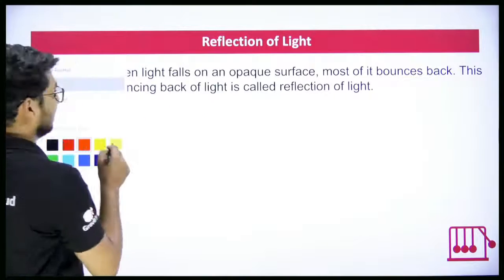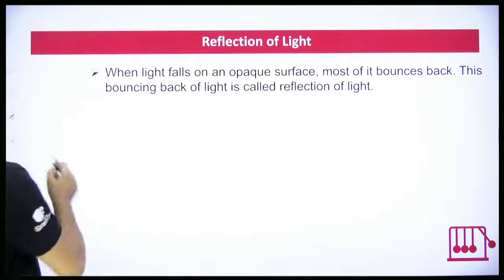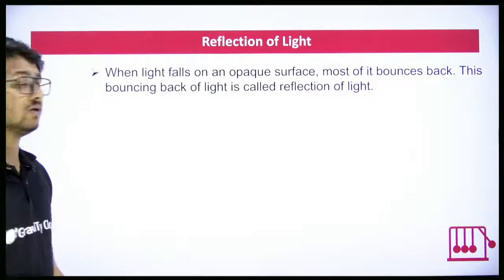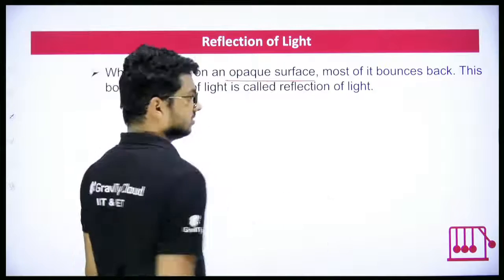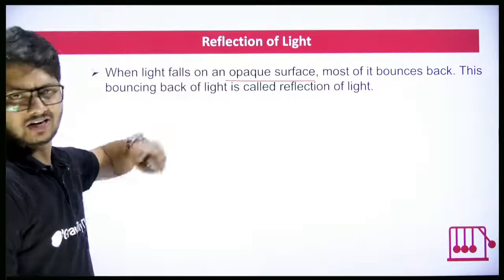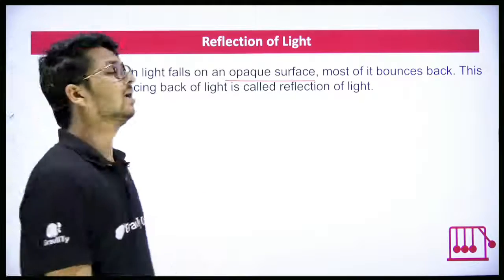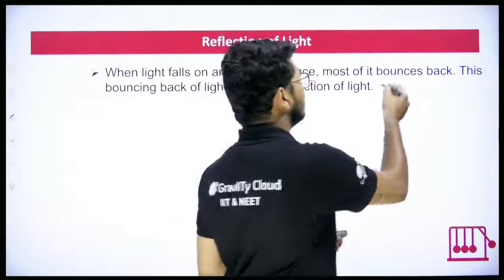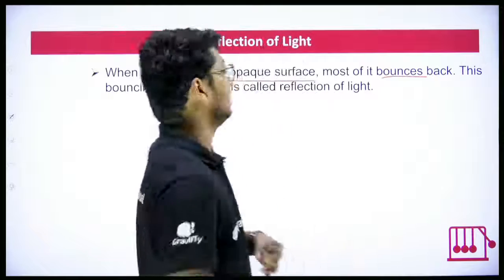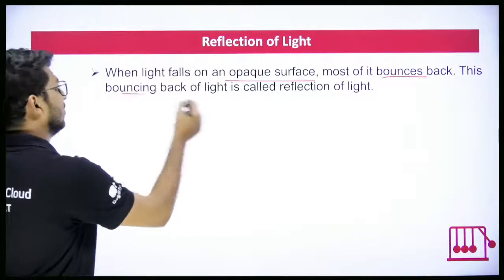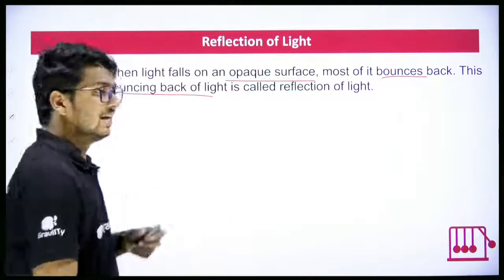So here, first of all, what is reflection? Whenever light falls on an opaque surface, not any other surface, an opaque surface, most of the light bounces back, it goes back. And this phenomenon is called what? This bouncing back of light is called reflection of light.